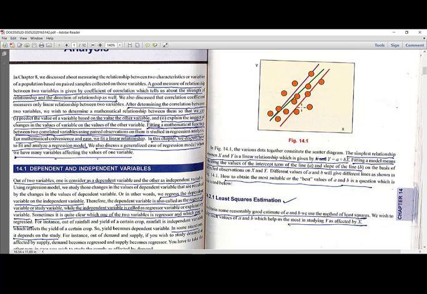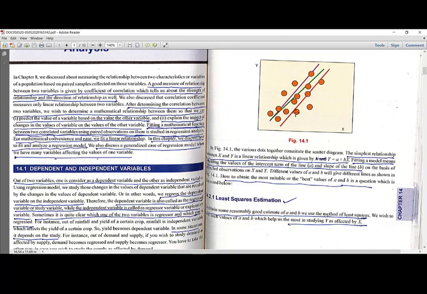The simplest relationship between x and y is a linear relationship which is given by y equal to a plus bx. Fitting a model means obtaining the values of the intercept term of the line, a, and the slope of the line, b, on the basis of collected observations on x and y. Different values of a and b will give different lines as shown in the figure.